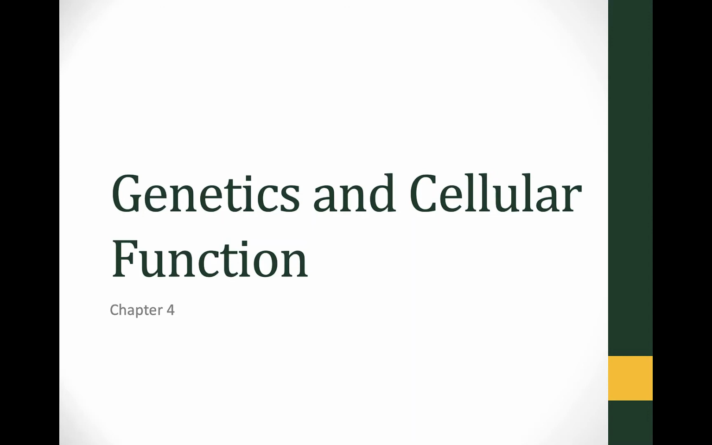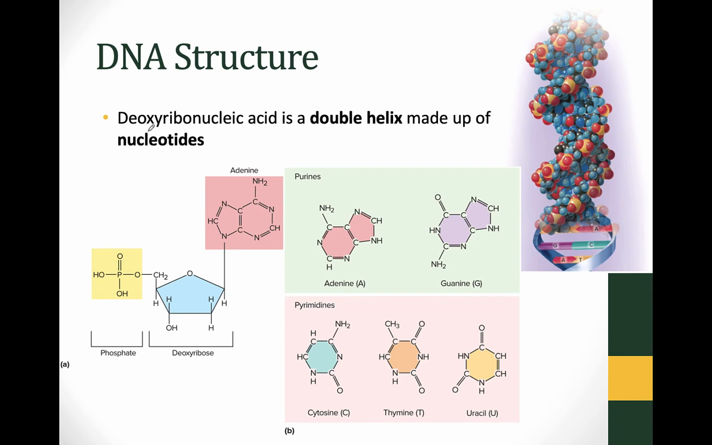So chapter 4 is going to look at our genetic components of our cell. So you need to know what the structure of DNA is. DNA stands for deoxyribonucleic acid. That's the D, the N, and the A. So DNA is a double helix, and this means it's made up of two strands. And they form what's called a helix shape.